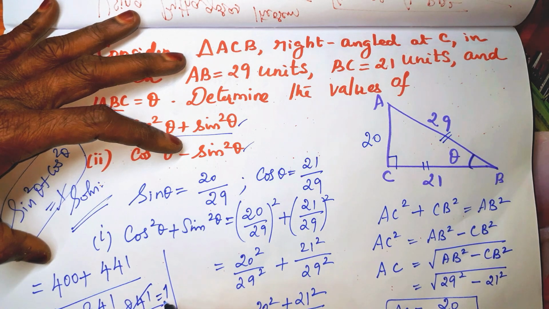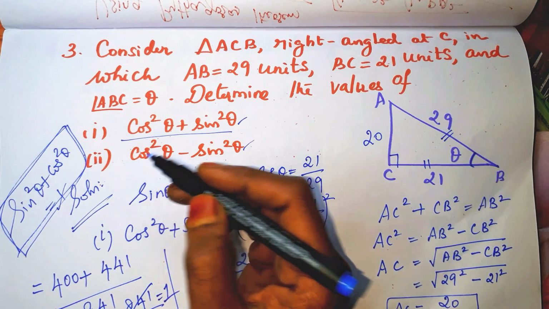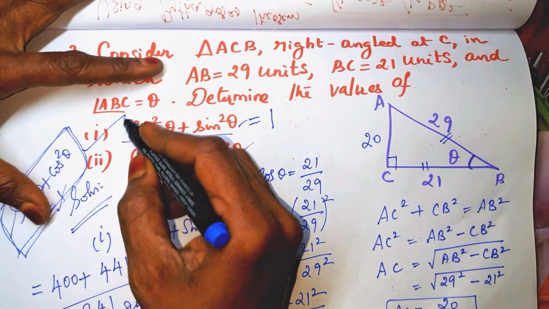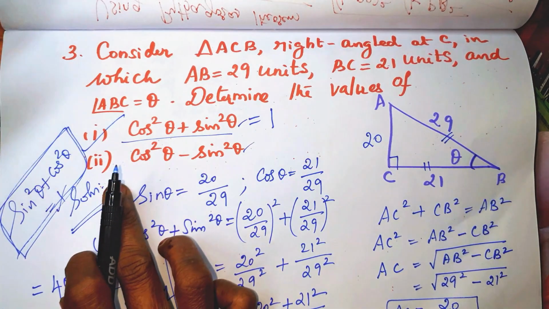Cancelling this, it is 1. Already we know that sine square theta plus cos square theta is always 1. Here also we are getting the same one. So we got cos squared plus sine squared is 1. Now come to the second one.